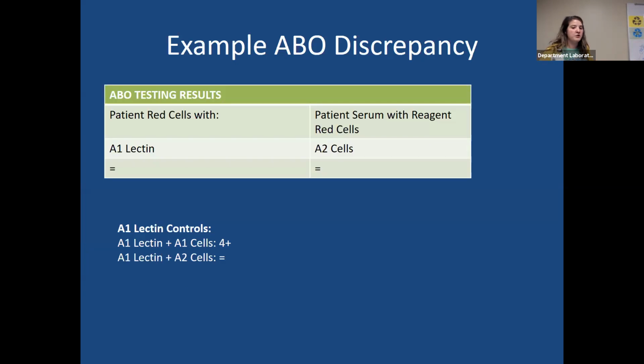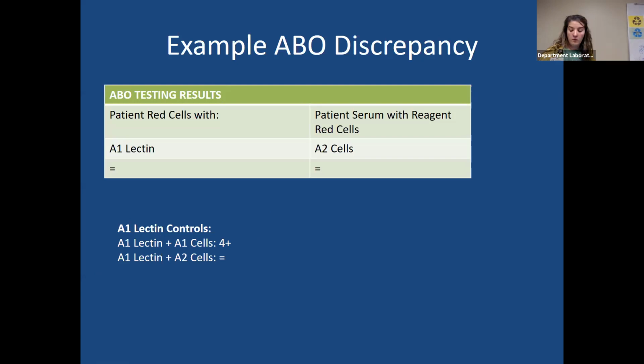All right, so what if I told you your A1 lectin was negative? What does that tell us? Is our patient A1 or A2? Patient is A2, and we expect a negative reaction with the A2 cells. That indicates our patient is indeed not group O, all right? And notice here, whenever you run A1 lectin, you always have to include controls. That is not done on a daily basis. That is done only when performed. Okay, so our controls checked out there.